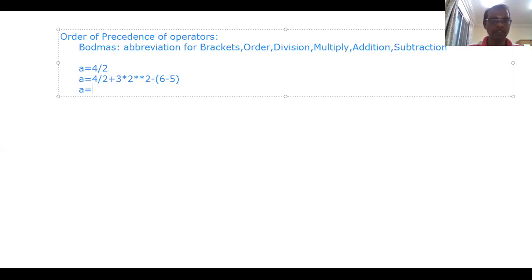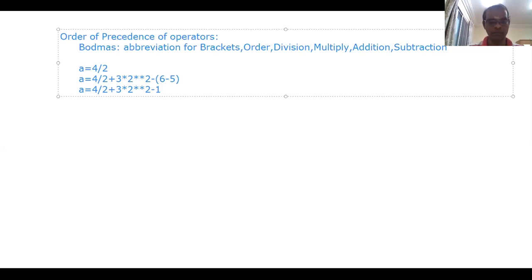A equal to. Here first we have to find out where the bracket is. So this bracket is there. First this should be carried out: 4 divided by 2 plus 3 star 2. Remaining things I have to type as they are. Minus. First the bracket should be evaluated: 6 minus 5 gives only number 1.